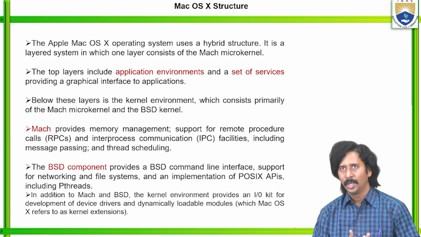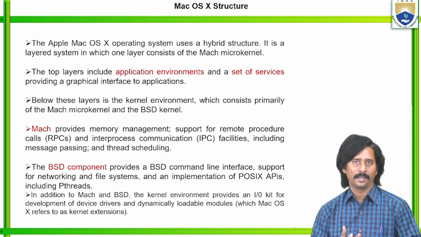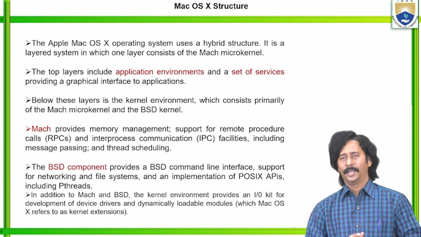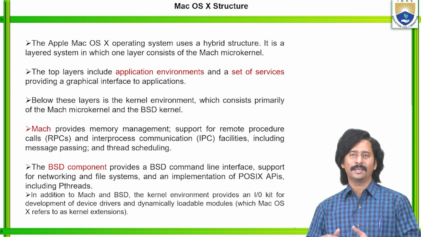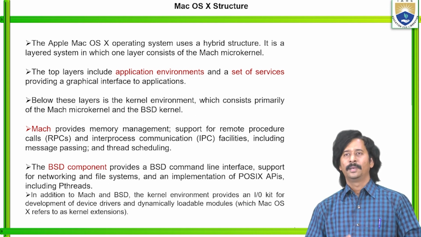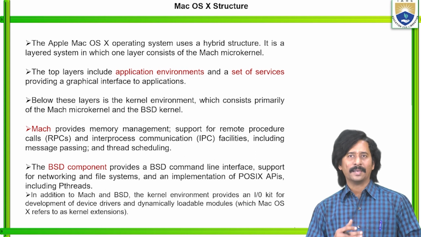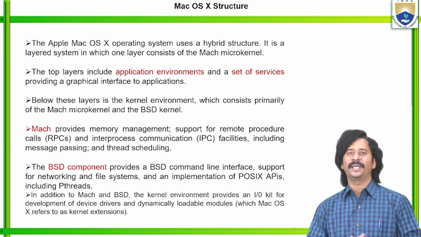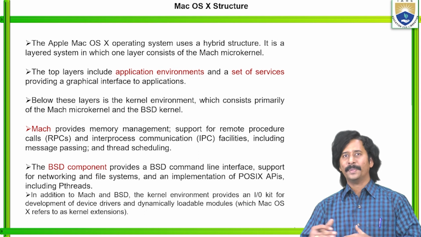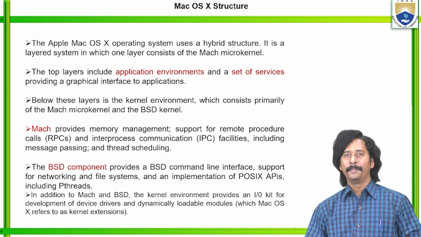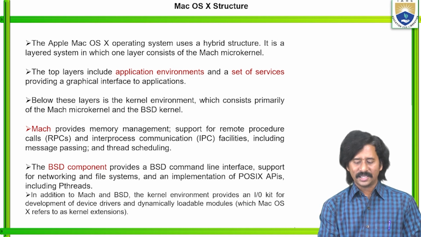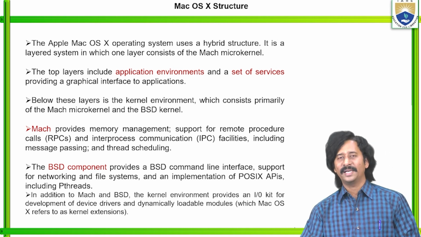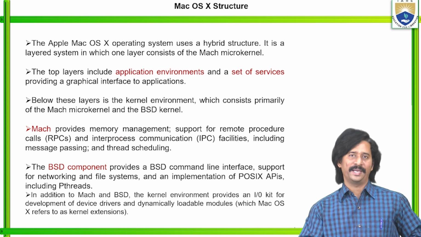All of us know how the Macintosh operating system works on Apple desktops. Below these layers is the kernel environment, which consists primarily of the Mach microkernel and the BSD kernel. What is the purpose of Mach as well as BSD in the Macintosh operating system? Mach provides memory management.